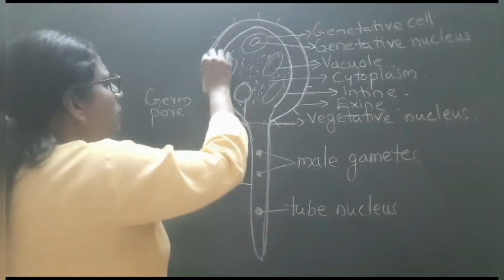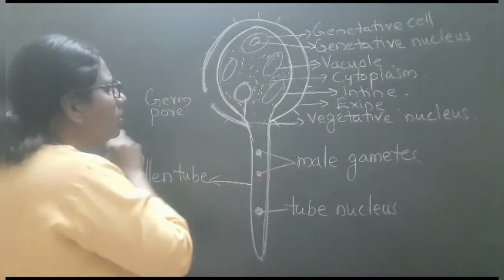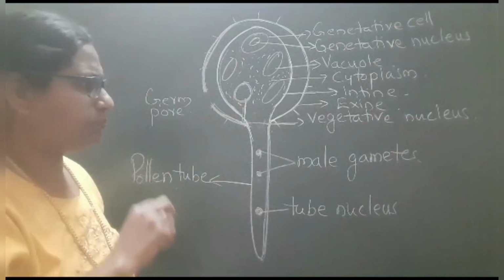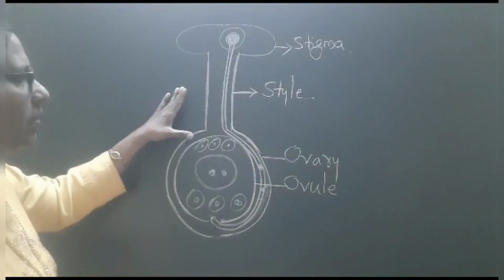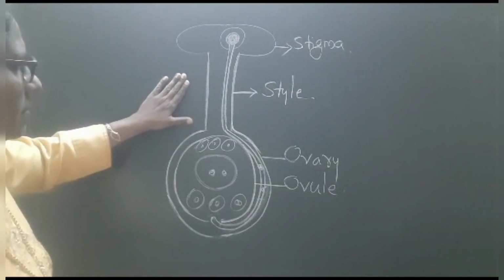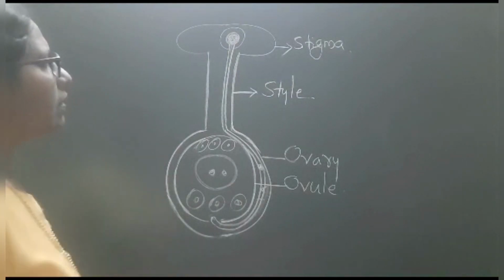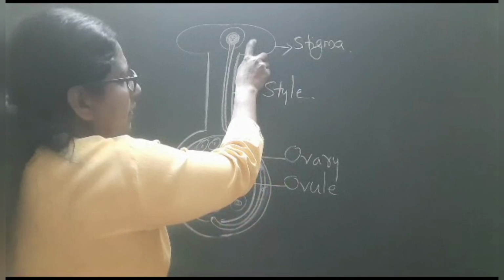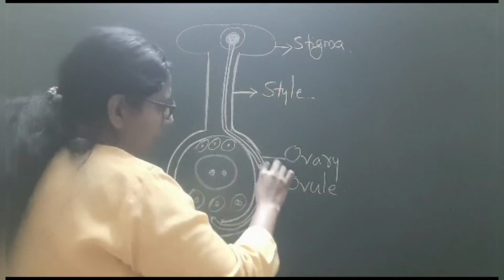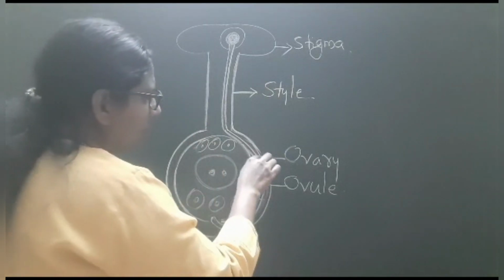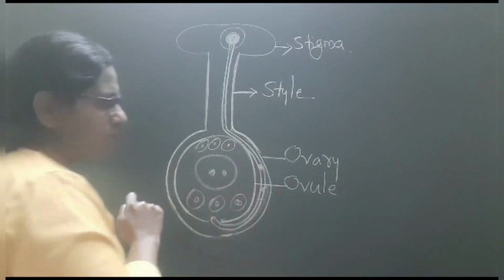Then there is an opening in the pollen grain here, called germ pore. I want you to pay attention here. This is the female reproductive organ of a flower. This is stigma, and this tube is style, and then the outside, this bulged out part is ovary, inside there is ovule.